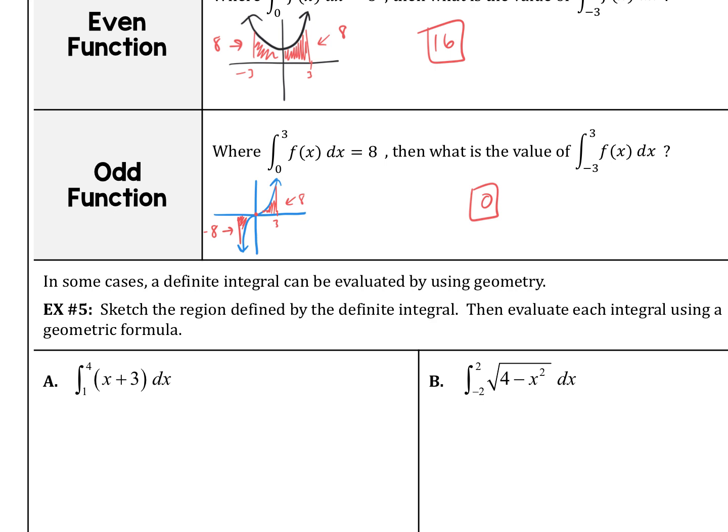Okay, these last I'm just going to kind of talk through. We're not actually going to do them because we've already done similar ones to this on a previous set of notes. But it says to sketch this region and then evaluate using your geometry formulas. If I were to sketch x plus 3, what does that look like? It's a line, right? So I'm going to have some sort of line, and then I'm going to evaluate from 1 to 4 on the graph.